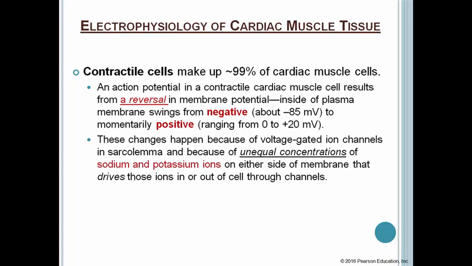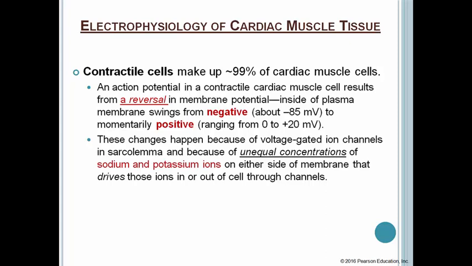If we now focus on the contractile cells, we know that more than 99% of the actual cells that comprise the heart are contractile cells. We also know that a contraction results from reversing the membrane charge. So we know that the inside of the membrane is usually negative, the outside is usually positive. So it's a huge and sharp swing from about negative 85 millivolts to a more positive value of 0 or peaking at positive 20 millivolts.